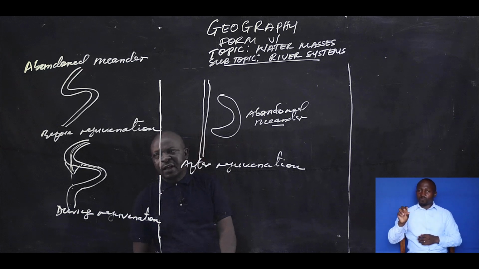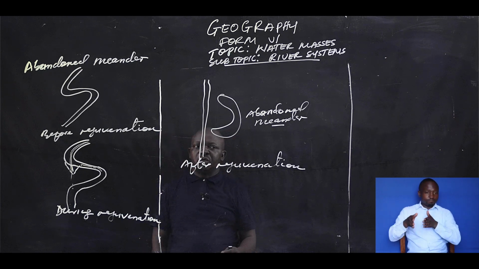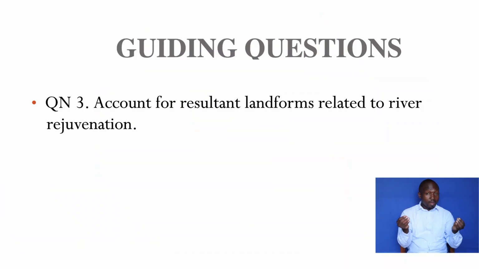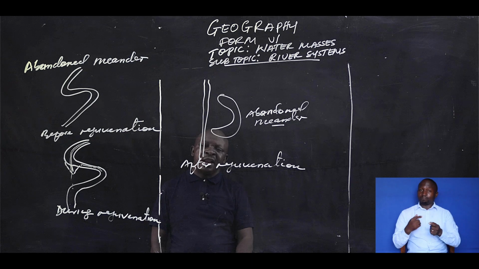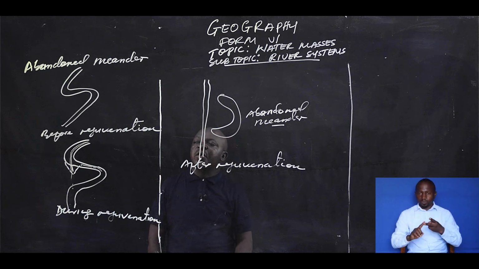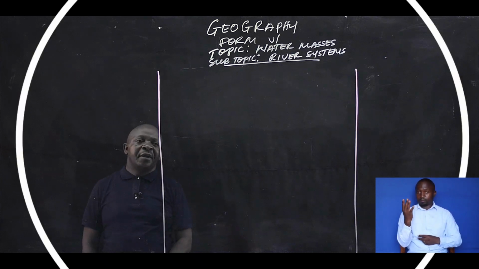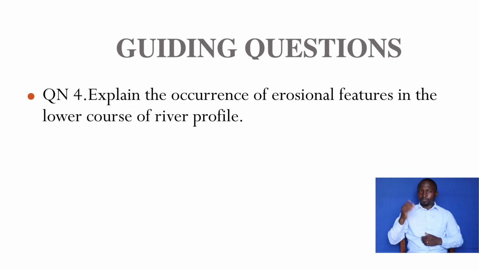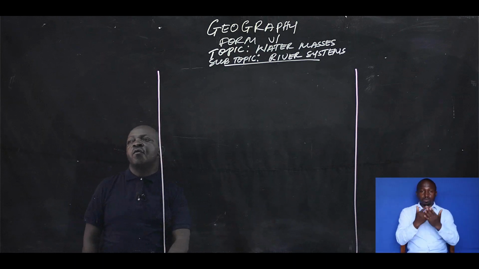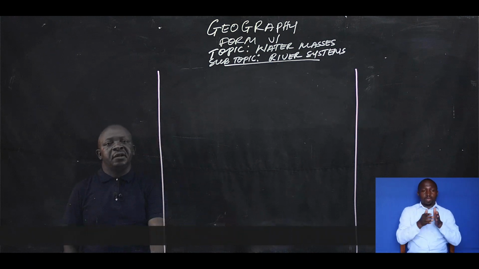So my dear students, I think we are steadily together. You have not been lost on the way. So we are through with question number 3. As we are through with question number 3, let us make progress to question number 4 here. Question number 4: explain the occurrence of erosional features in the lower course of river profile.